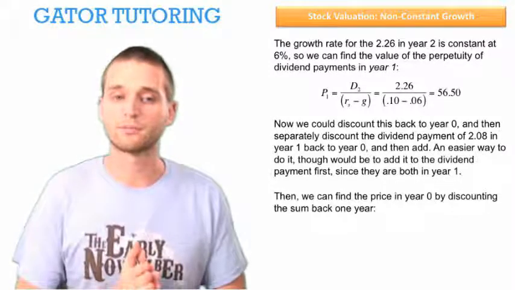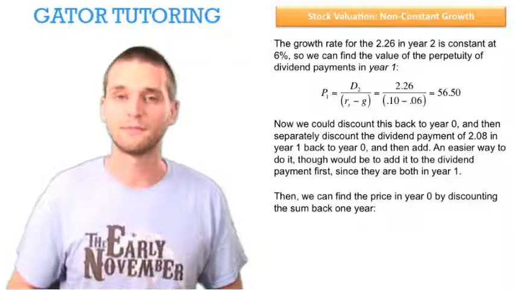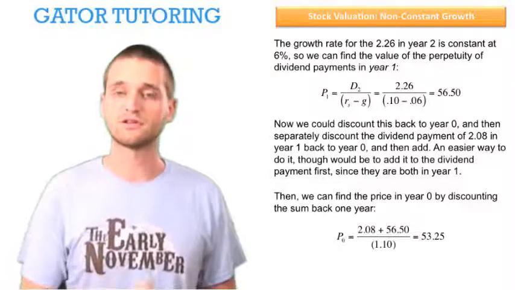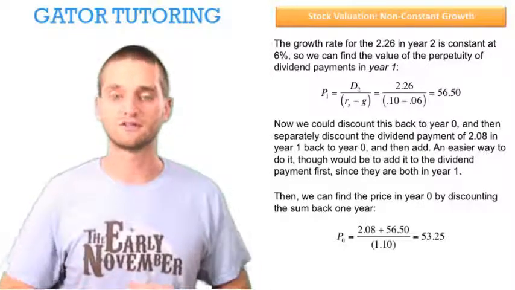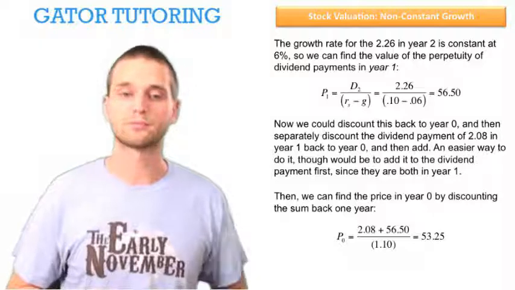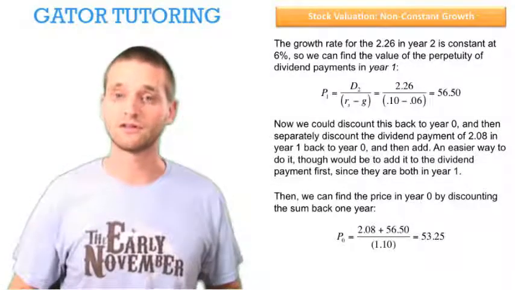So again, we can find the price in year 0 by discounting the sum back 1 year. So we just add the $2.08 to the $56.50, and that takes care of all the dividends. That takes care of all the future cash flows on this stock. And we discount it one period to find the price today of $53.25.